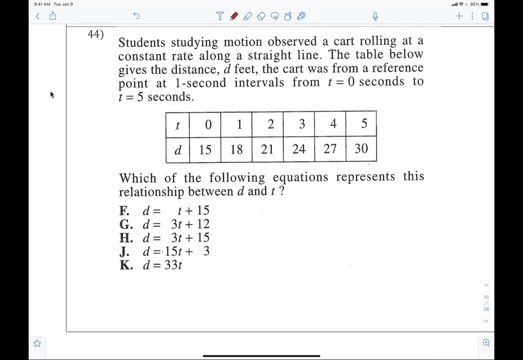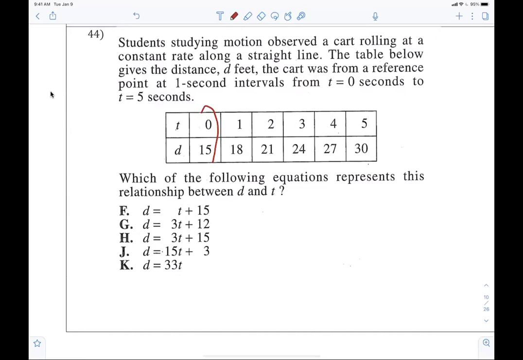Now, these are just all the points on the graph. Does everybody agree? So someone tell me what the y-intercept is. Michaela, good. 15. How in the world did you know that? T is 0. This is the y-intercept.